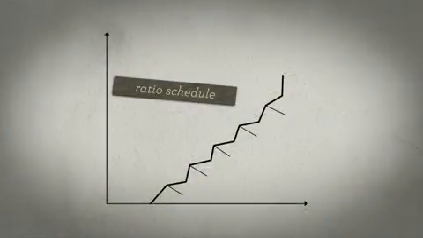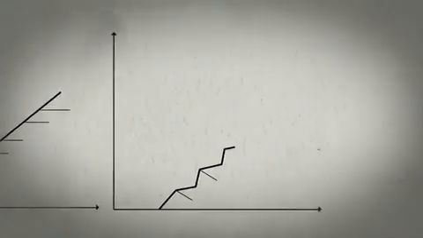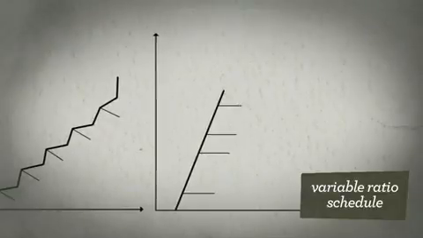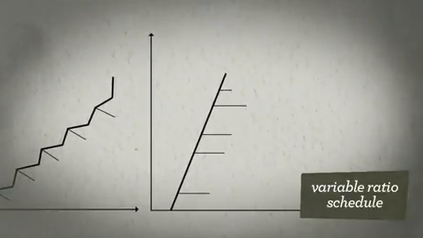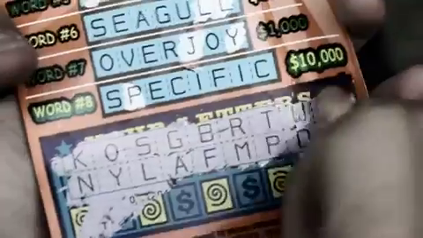A fixed ratio schedule reinforces behavior after a set number of responses. A variable ratio schedule reinforces behavior after a changing number of responses. One of the schedules is called the VR, or variable ratio schedule, in which a varying number of responses are required to make that feeder operate. The ratio between the number of responses and the reinforcers keeps changing. That's why we get really excited if we're playing roulette or a slot machine, because it could be this one, it could be this. The next one could produce $1 million.